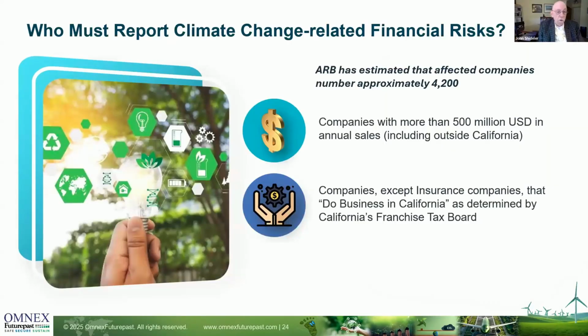I'm going to switch now to who must report climate change related financial risks. ARB estimates that this could affect up to 4,200 companies. The threshold for reporting is lower. It's only $500 million in annual sales. And again, with this proviso that to be within scope, you have to do business in California as determined by the California Franchise Tax Board or whatever other mechanism is decided in the final regulation.